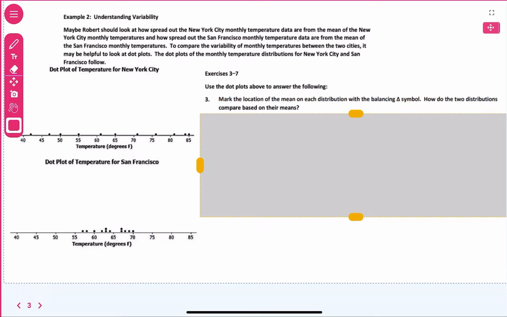Okay, page 3. Now we're understanding variability. It says maybe Robert should look at how spread out New York City's monthly temperature data are from the mean of New York City, and how the spread of San Francisco is. So to compare the variability of monthly temperatures of the two cities, it may be helpful to look at a dot plot. The dot plots of the monthly temperatures distributed for New York City and San Francisco. So here's your dot plot for each city. Now, if we look at these, what can you tell?